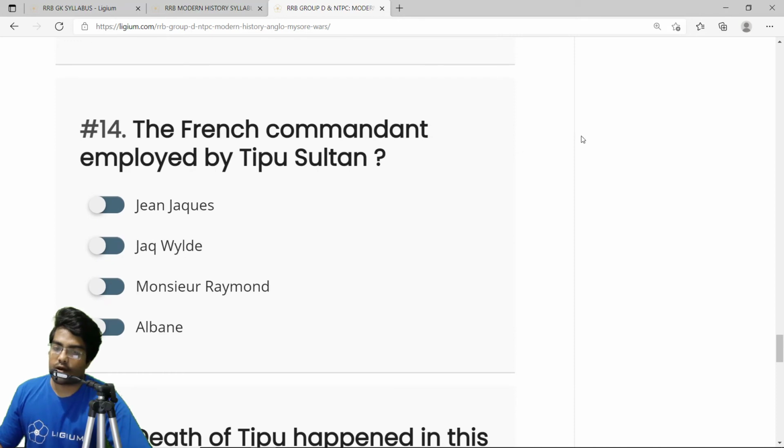Who was the French commandant employed by Tipu Sultan? Tipu Sultan as well as Hyder Ali made a close relationship with the French. During the last stages of the Mysorean kingdom, they brought a French commander, Monsieur Raymond. He was an excellent commander and was asked to train the Mysorean army, and they raised an army of 15,000. That's quite remarkable. But unfortunately, during the last stages of the war, this army could not be brought to Mysore. It was far away and only arrived after Tipu Sultan was dead. So the correct answer is Monsieur Raymond.